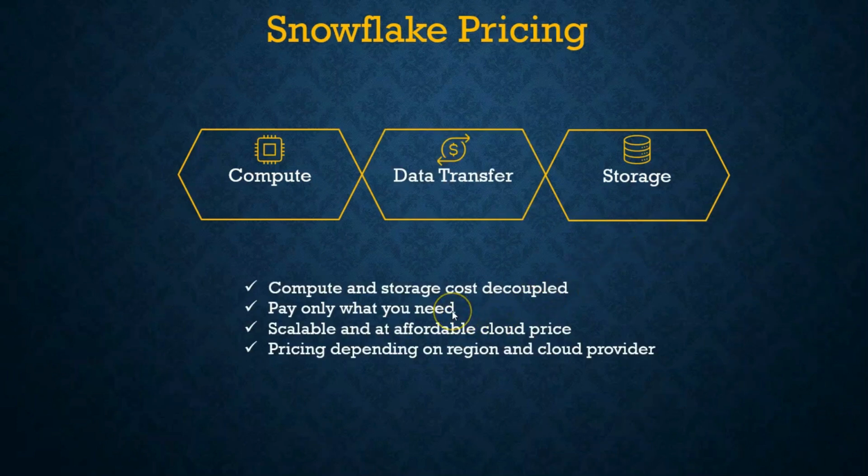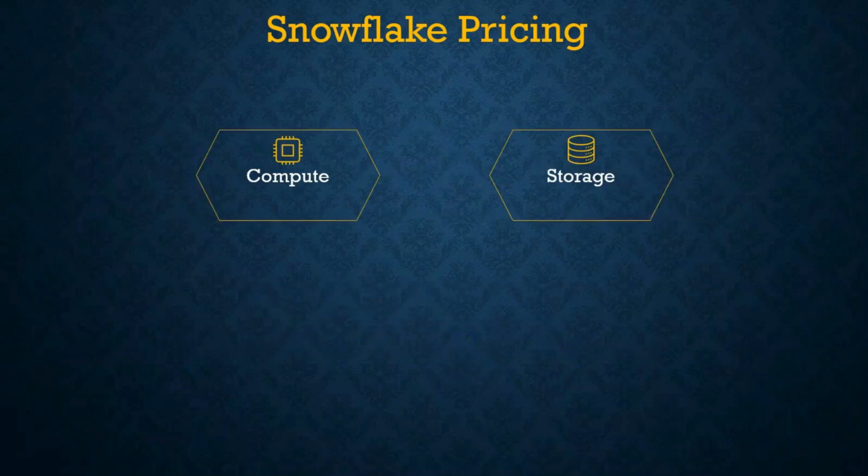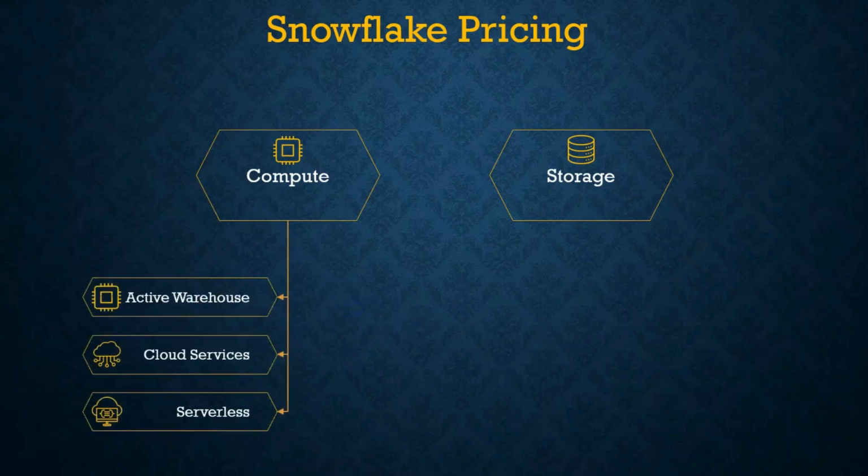Snowflake runs on cloud providers like AWS, Azure, and GCP, which means pricing can also vary depending on your selected region and provider. Let's break down compute pricing, which is where most of your costs will come from. There are three categories under compute. Virtual warehouses. These are what you use to run queries. You're only charged when a warehouse is active. Need it? Start it. Done. Suspend it. You're billed per second, with a 1-minute minimum when a warehouse is started.